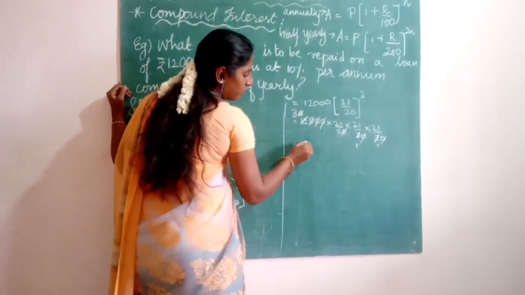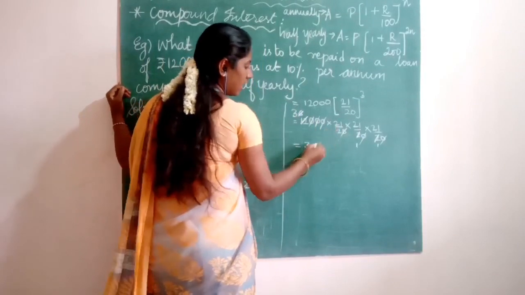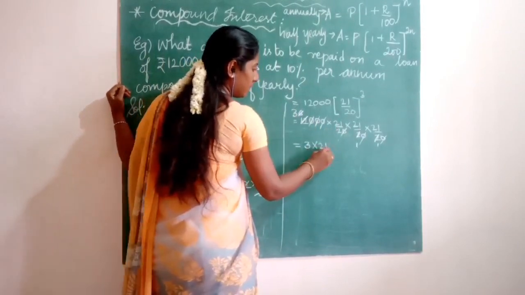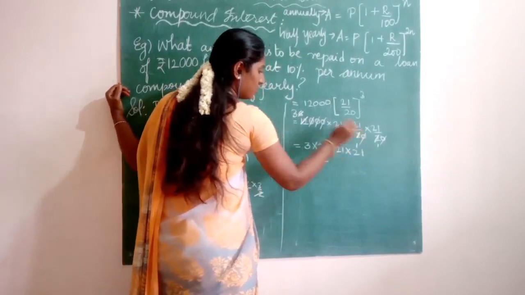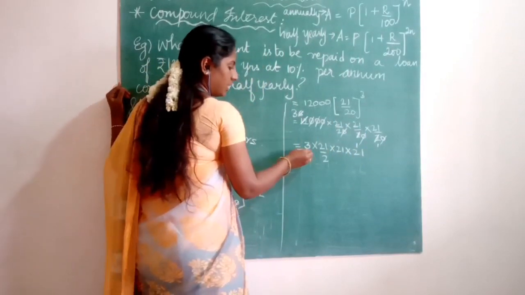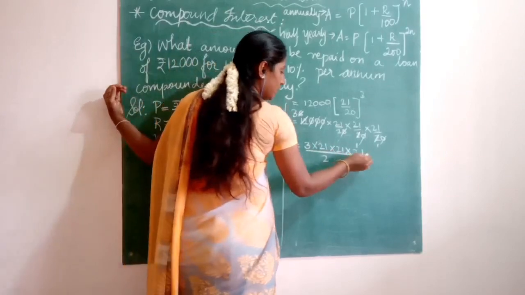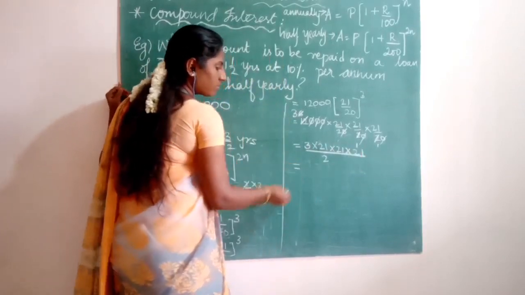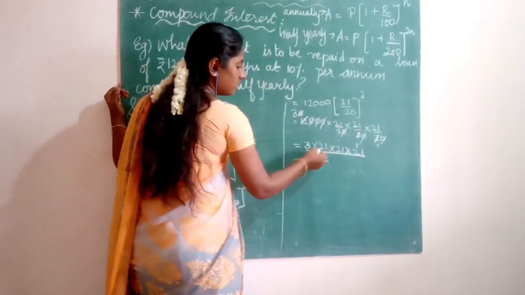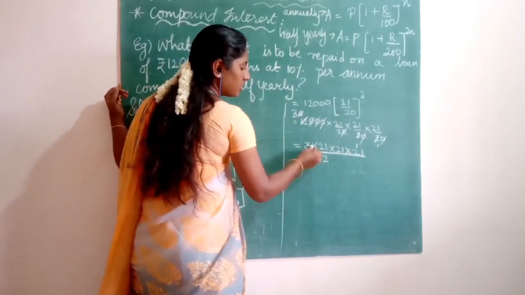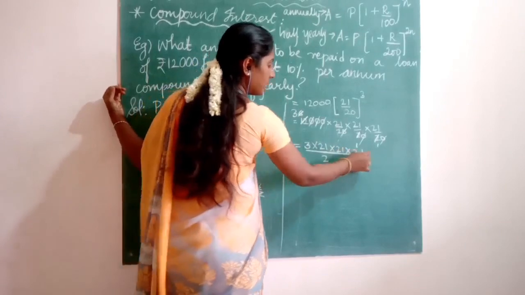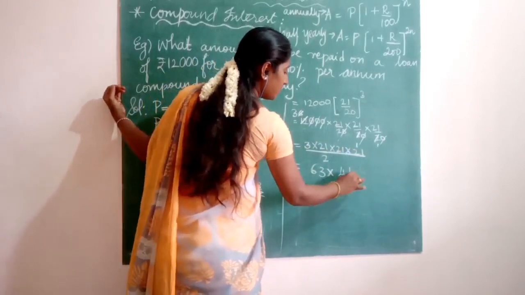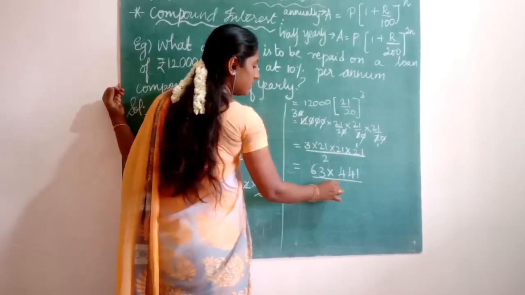So what is left out? 3 is left out here. And here 21/2. And here 21 and again 21. So you can have this 2 as common denominator. Now find out 3 into 21 is how much? 1 3s are 3, 3 2s are 6. Into 21 into 21 is how much? 441. Divided by 2.